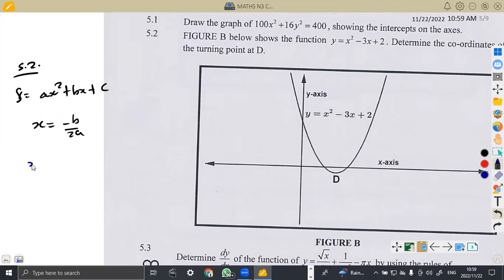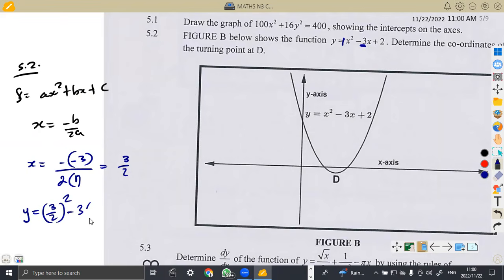So you can have the value of x, which is minus b. In this case, we've got minus 3 over 2a. Our a is the coefficient of x squared, which is 1. So minus, that's 3 over 2. So at the turning point, x is equal to 3 over 2. So the coordinates now, we substitute the value of x into the equation for y, which is going to be 3 over 2 squared. We substitute x, which is 3 over 2 plus 2. So you can obtain the value of y in this case.